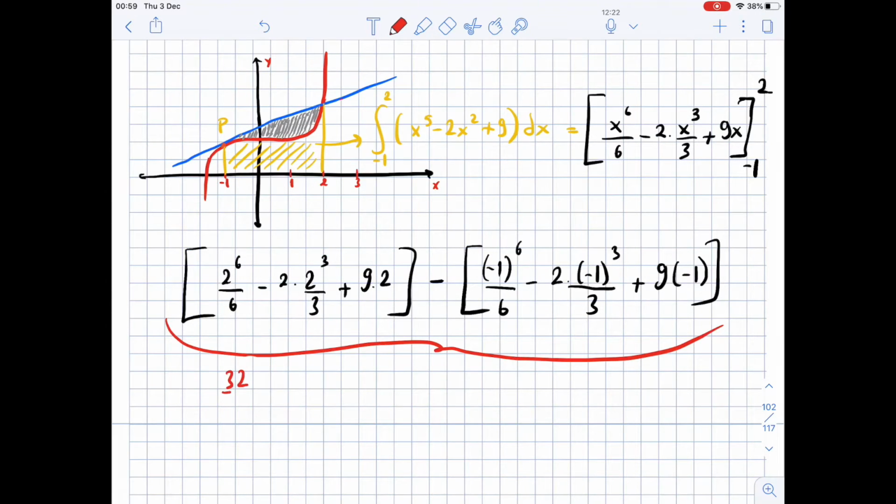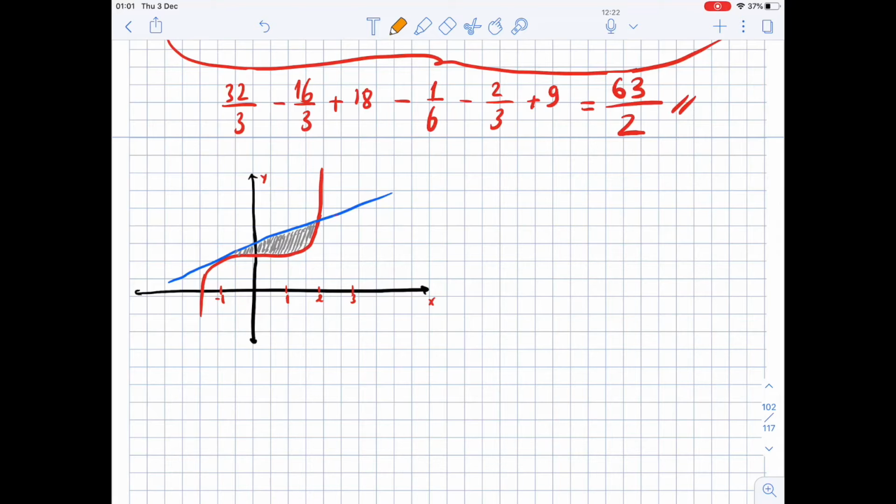We'll have 32 divided by 3 from the first brackets, minus 8 over 3 plus 18. And from the second brackets, we have minus 1 over 6 plus 2 over 3 minus 2 over 3, because the minus sign will affect the brackets. So we're going to have 9 there. After calculating, we are going to have 63 divided by 2. So 63 divided by 2 will give us the area below the curve.